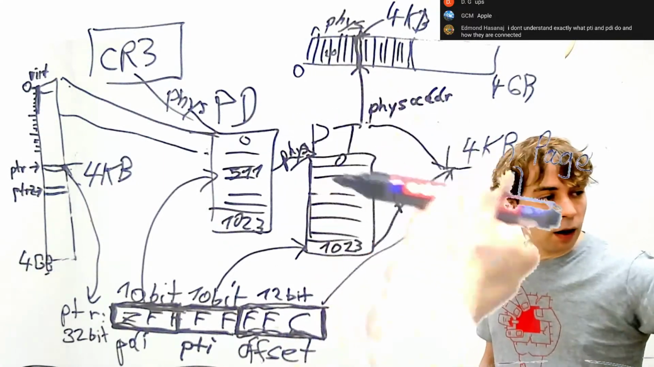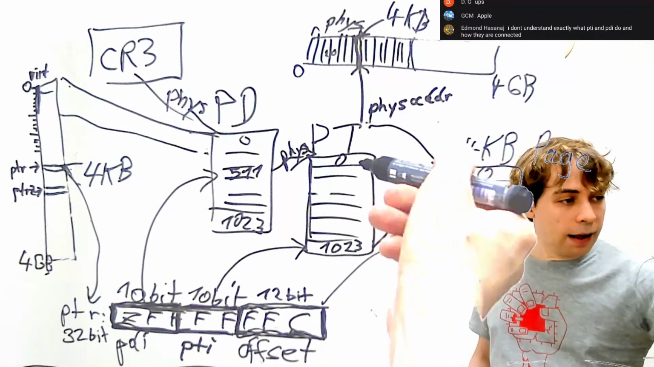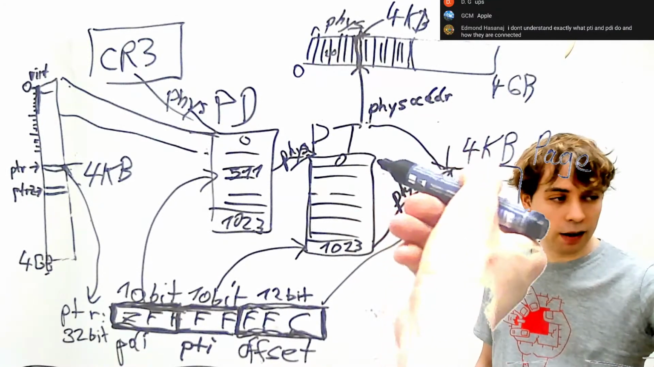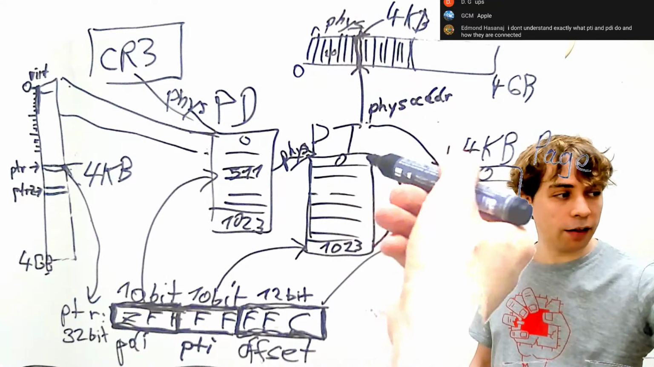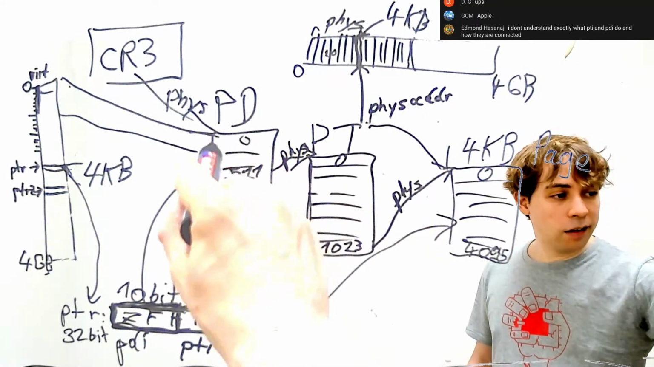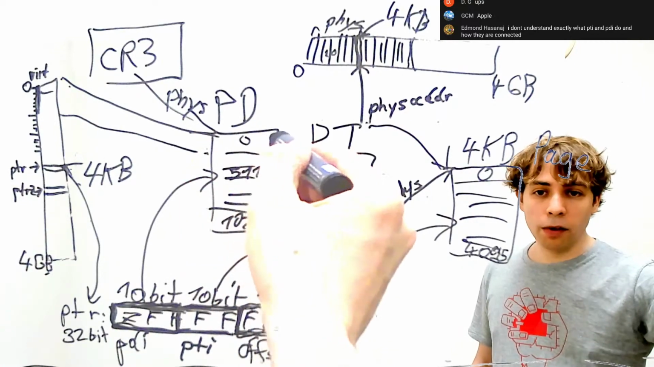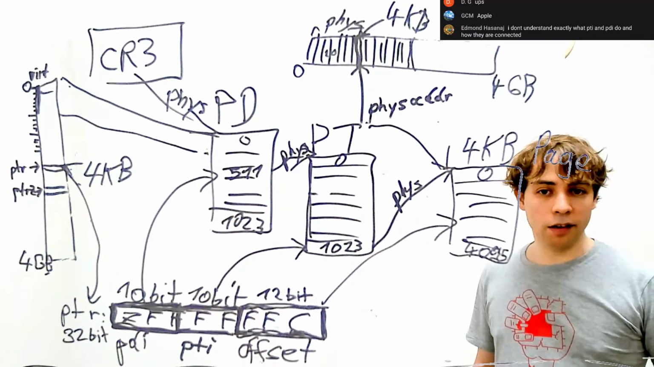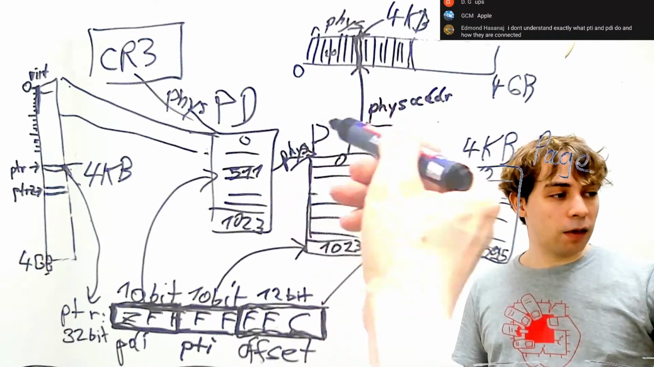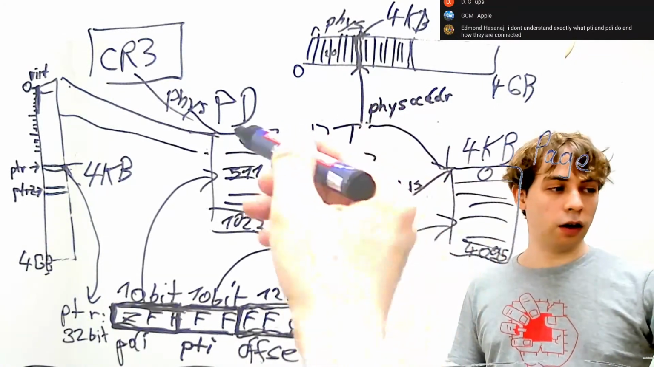So if you think about it in a different way, each page table entry is responsible for a 4 kilobyte region and maps this 4 kilobyte region either to a 4 kilobyte page or not at all. Each page directory entry is responsible for a 4 megabyte region, and either maps it to a page table or it doesn't map it at all.